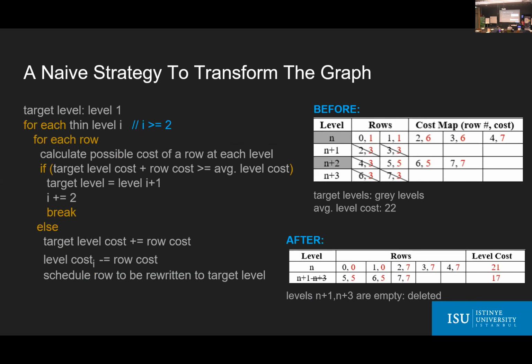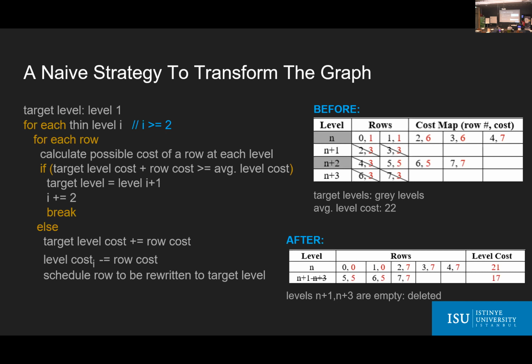In the slide, you're seeing the pseudocode of the algorithm on the left-hand side, and there's a small example on the right-hand side. First of all, this approach requires us to know the possible cost of a row at each level between the source level and the target level. That's what we do. We calculate a row's possible cost at each level up until we reach the target level. On the right-hand side, we're assuming that the average level cost is 22, and we have 4 levels. The initial setup is shown with the columns and rows. And we build up a cost map using this algorithm.